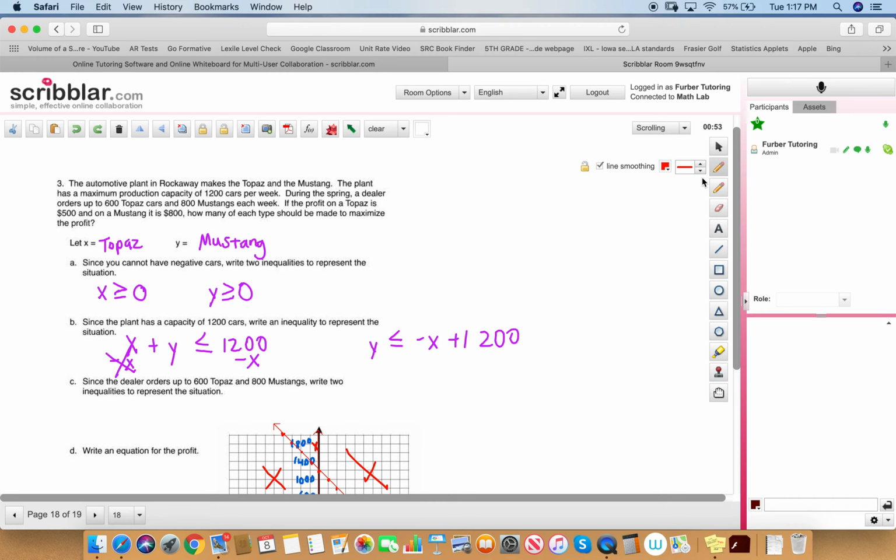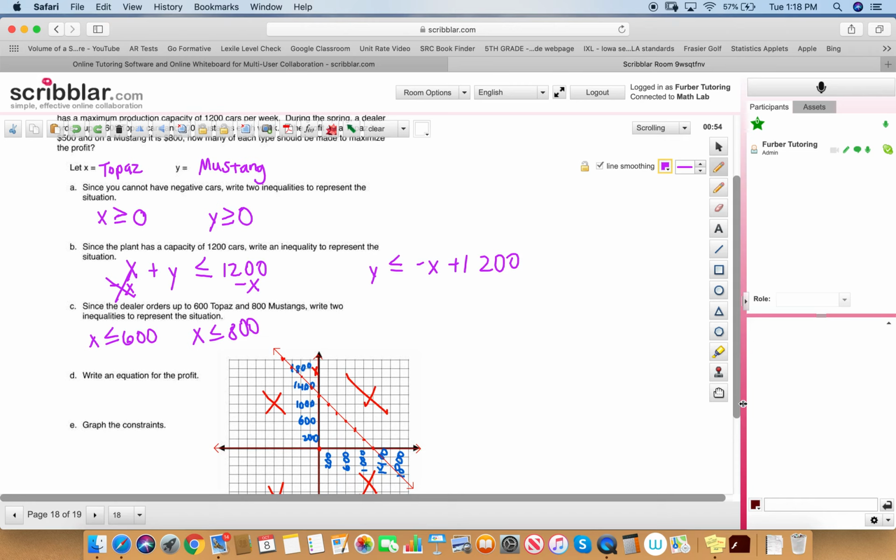Okay? All right, so then the next one says, the dealer orders up to 600 Topaz. Okay, so the number of Topaz, X, up to means no more than, must be less than or equal to 600. And the Mustangs are less than or equal to 800, up to those amounts, but no more. Okay, so there's a range there. All right, so let's fill in where those are.